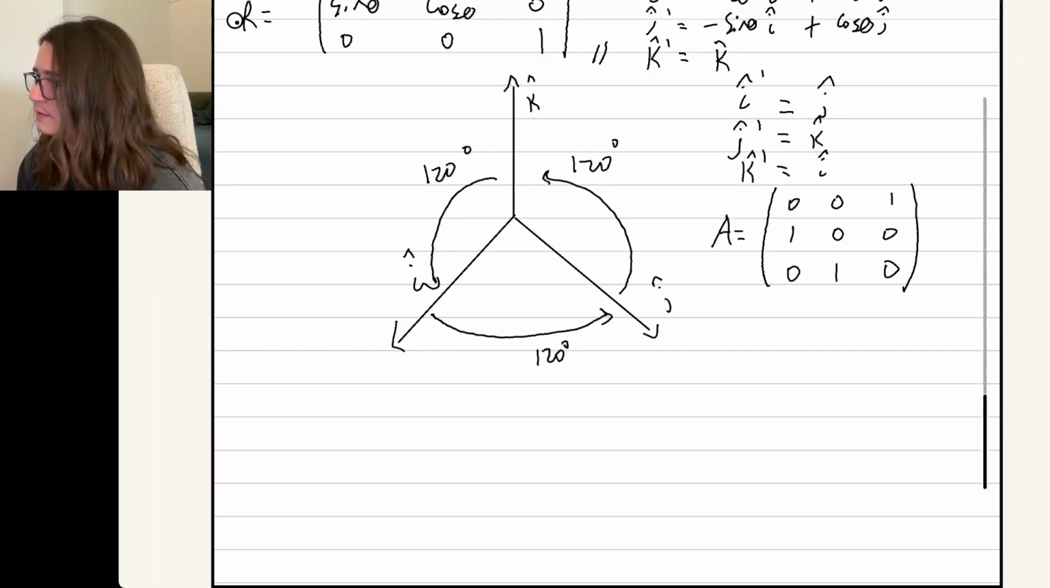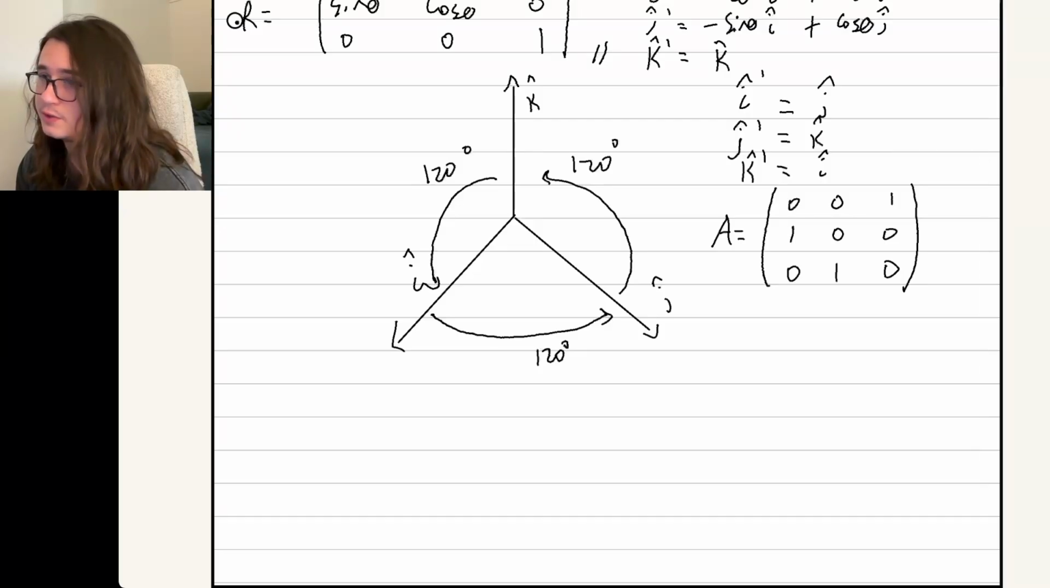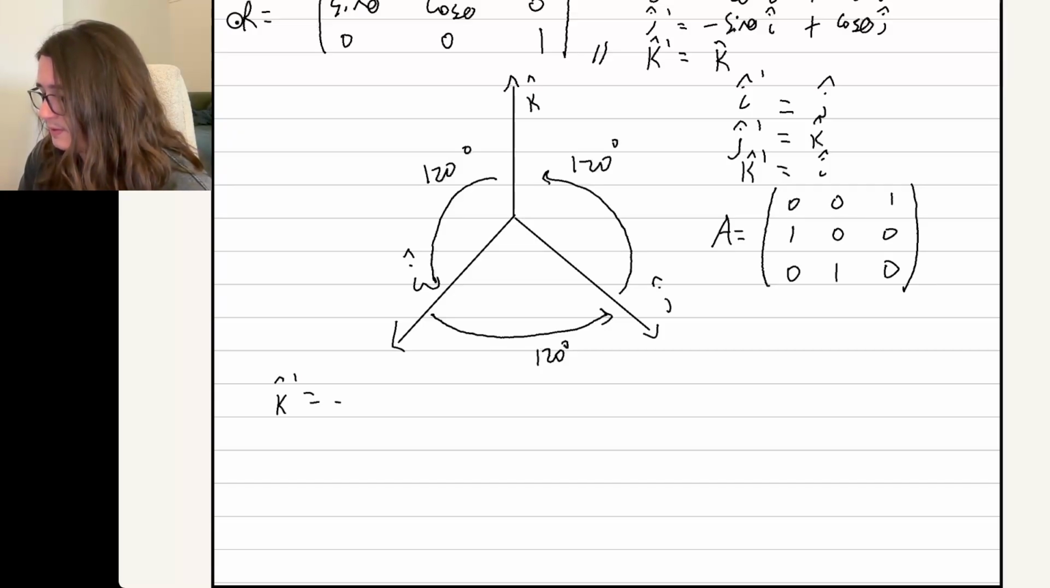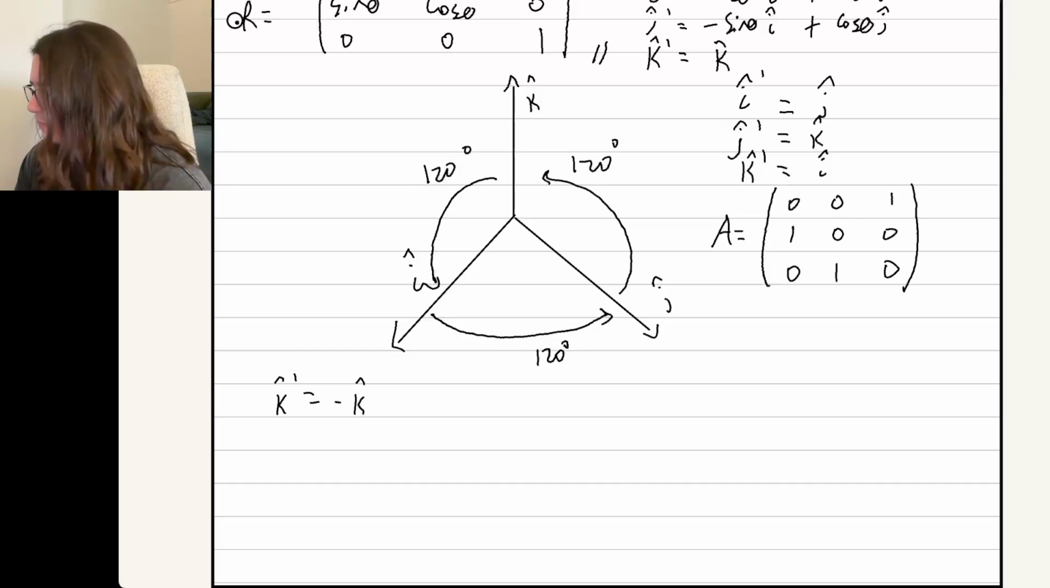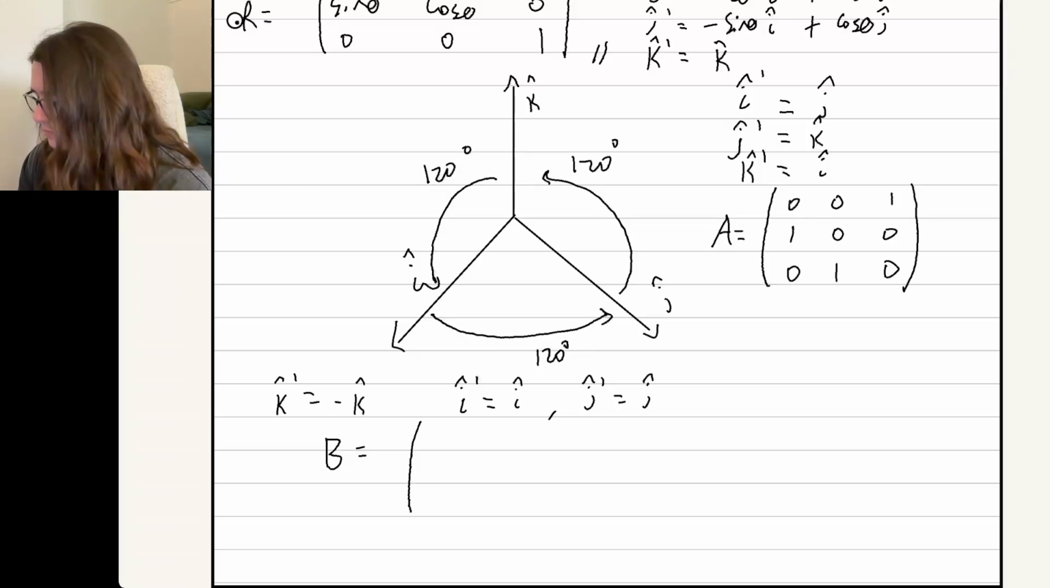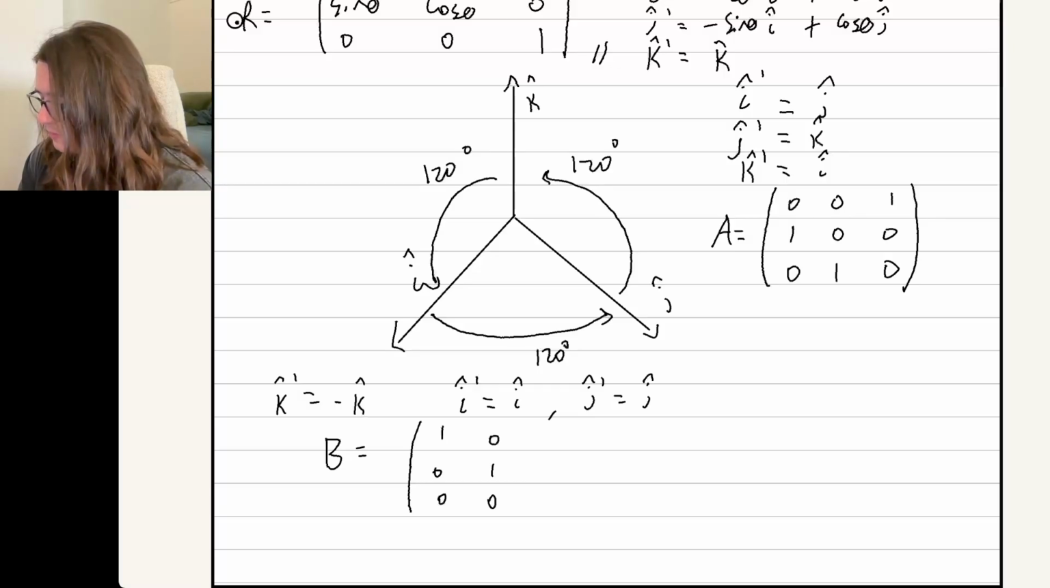diagram for it because Griffiths describes it as just being a reflection over the xy plane. So nothing is going to change except for the K hat direction. It is now going to be just reflected across the xy plane, so it's minus k hat rather than just k hat. But then I hat prime equals I hat, and j hat prime equals j hat. So this transformation, which I'm going to call B for reflection, is going to be 1, 0, 0, 0, 1, 0, 0, 0, minus 1. Cool.